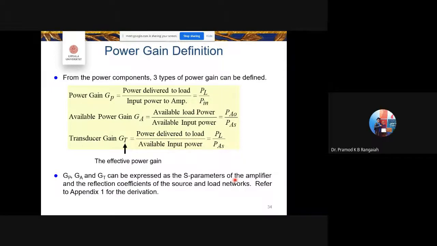There are several definitions like power gain. We will be looking at power gain, available gain, and transistor gain. For the transistor gain, S parameters are sufficient to make it. For this, you should consider the nonlinear effects. There are many ways to calculate the gain of the transistor and other quantities, so we should consider all those effects.